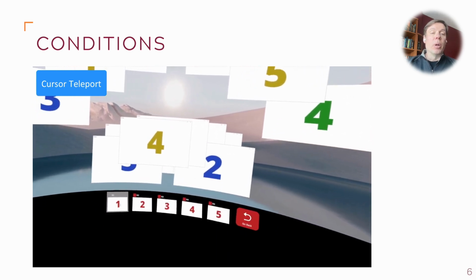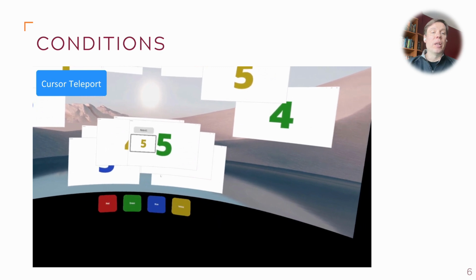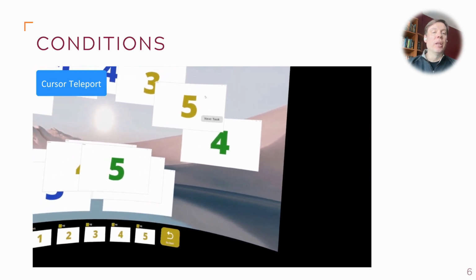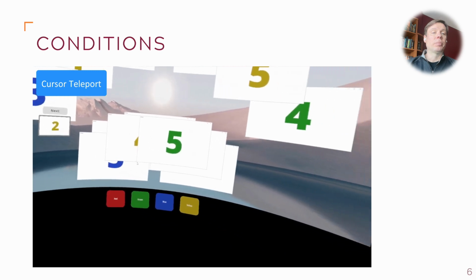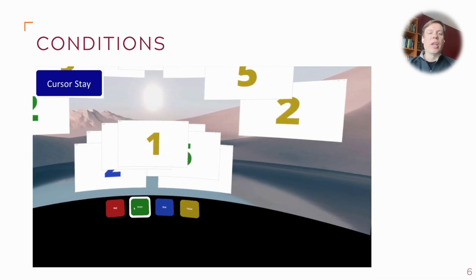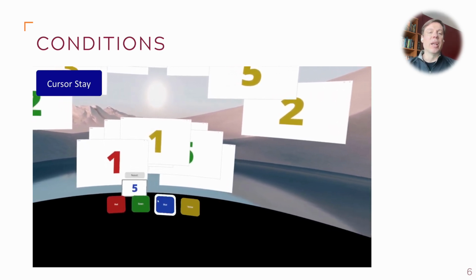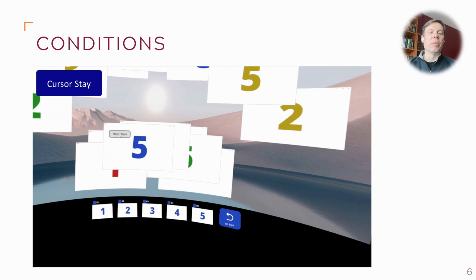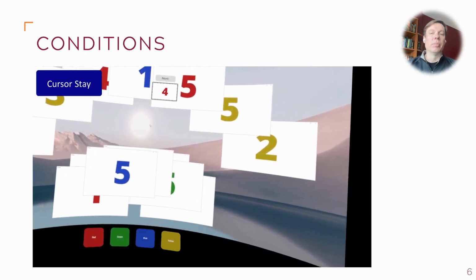Then we have the cursor teleport condition. Here you move the cursor down into the spatial bar in order to select a thumbnail, but then the cursor is teleported to the center of the new window. And finally, we have the cursor stay condition, which is the traditional condition where you move the cursor manually down to the spatial bar, select the thumbnail, and then move it manually up to the new window to continue interacting.